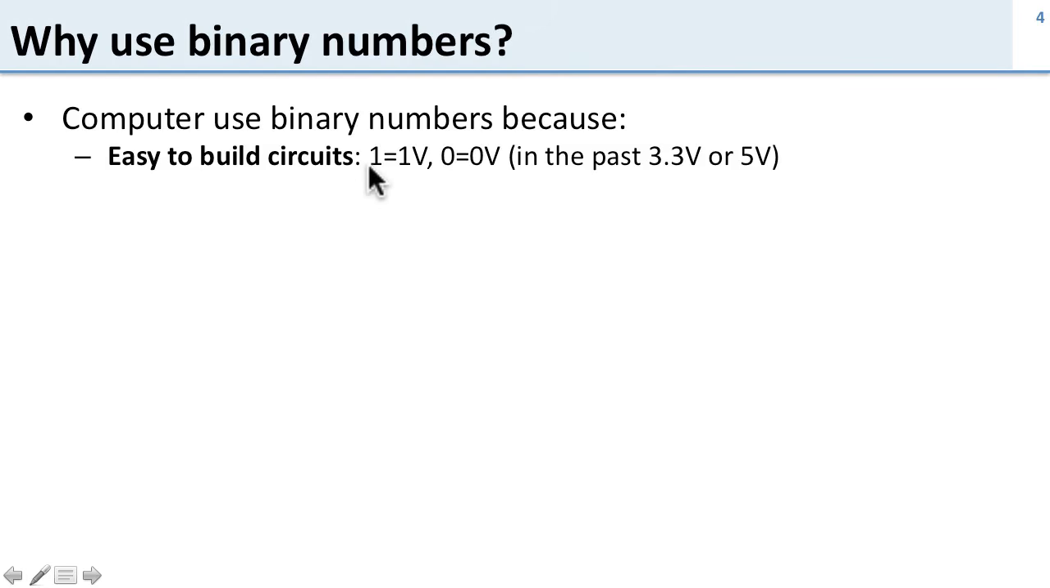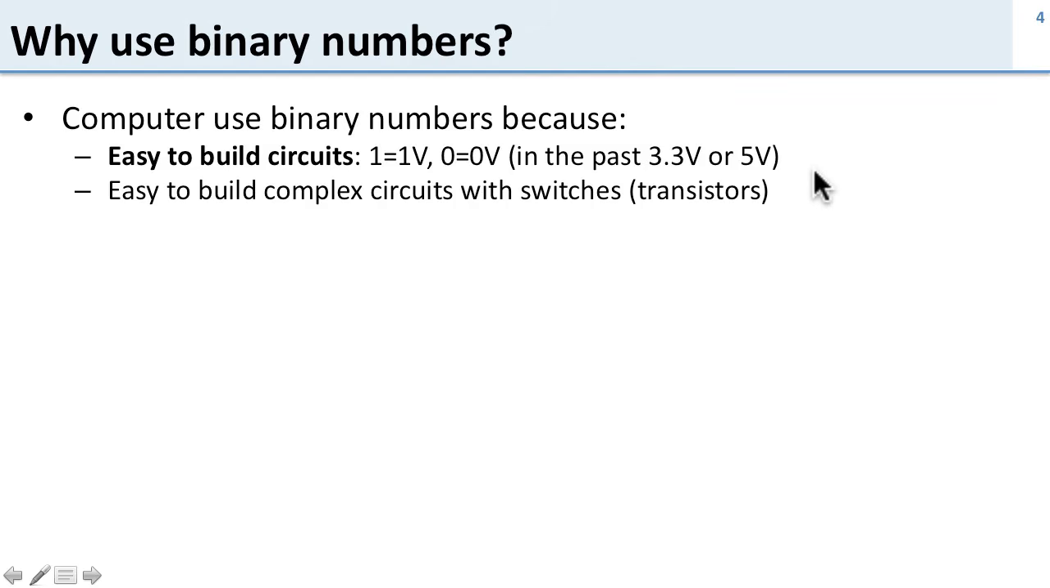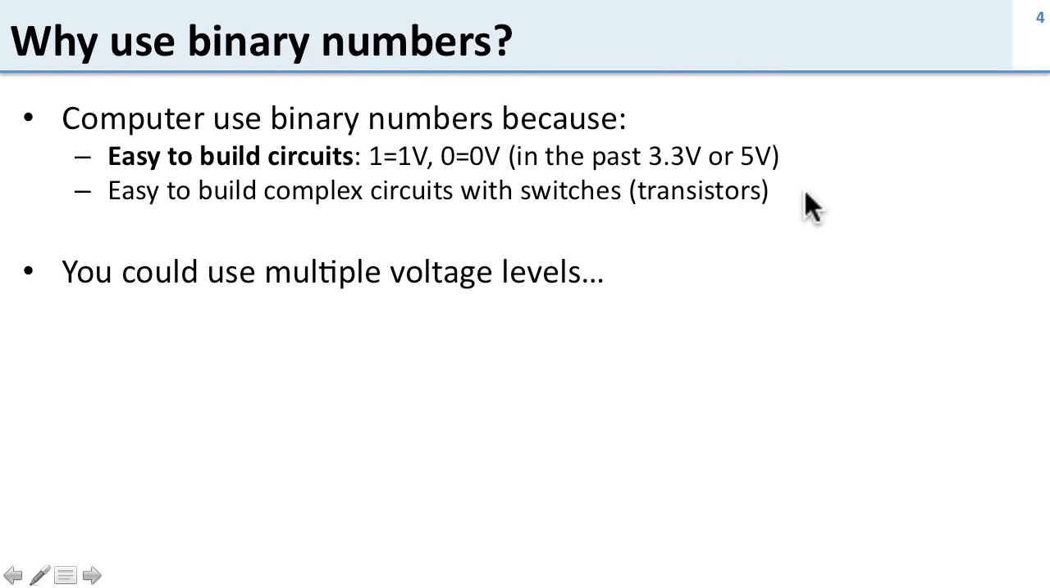In a computer you have some voltage. Today, around 1 volt is a 1 and around 0 volts is a 0. In the past it was 3.3 volts or 5 volts or even 12 volts, if you go back far enough, to be a 1. It's easy to build complex circuits with these. We use them as switches to switch whether 1 or 0 gets passed around. And that's how we design circuits today.